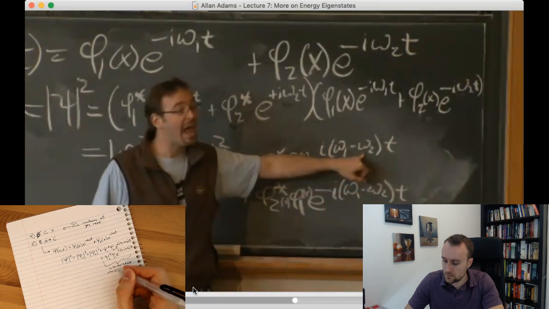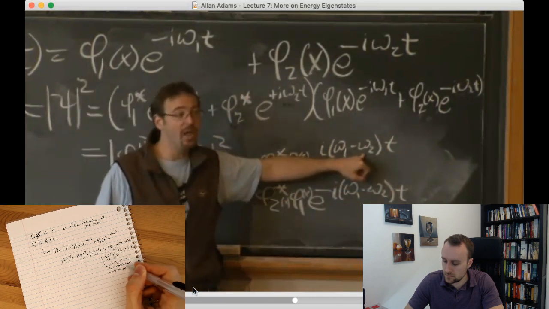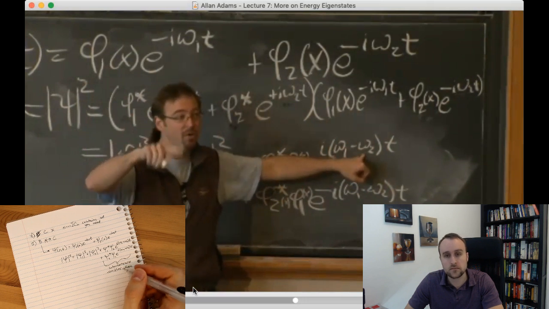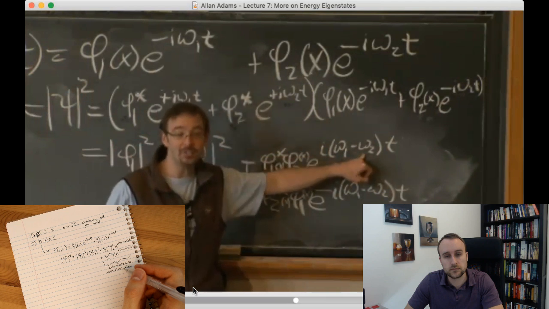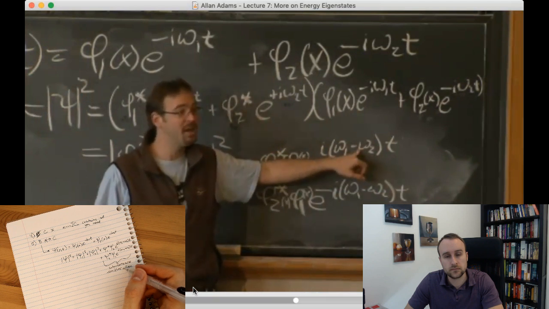So when omega 1 equals omega 2, what happens? Time dependence goes away, but omega 1 is E1 over h bar. Omega 2 is E2 over h bar. We started out by saying these are non-degenerate. So if they're non-degenerate, the energies are different, the frequencies are different. But that doesn't help us. How do we kill this time dependence?